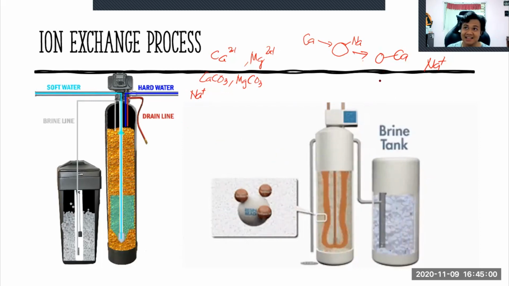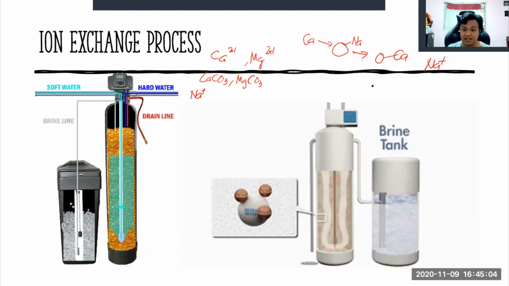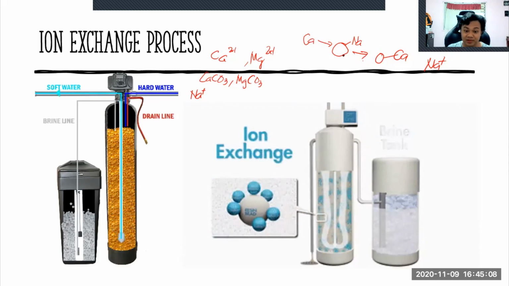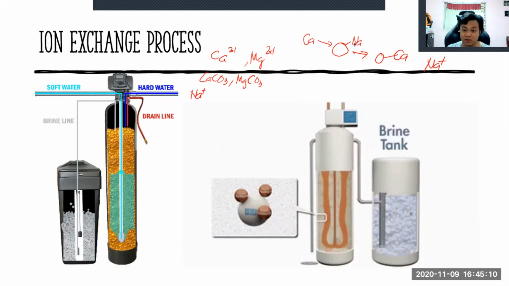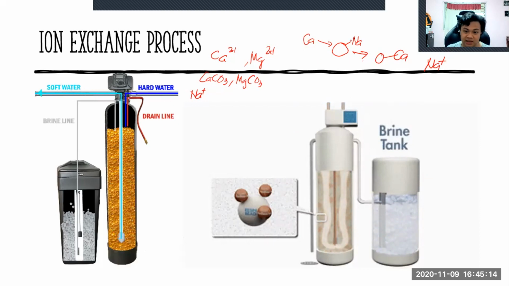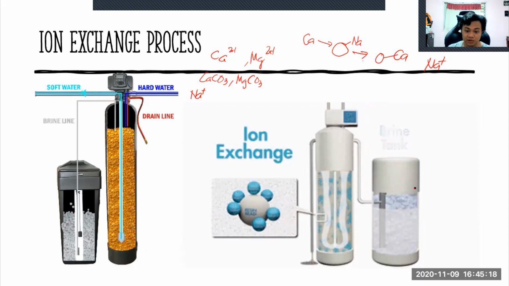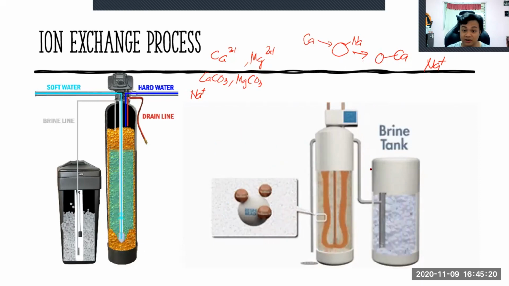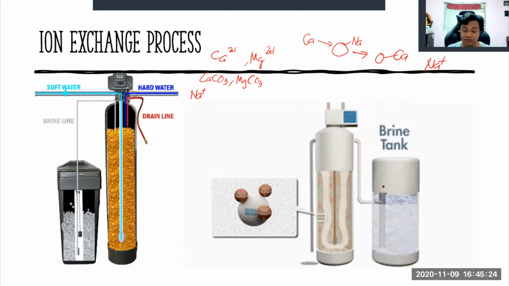As I discussed in the chemistry in the atmosphere lesson, diba? This will deplete in time. All right. So over time, it will be depleted. So how do you replenish the Na here, the sodium here? So you have to regenerate your resin through regeneration. This is the regeneration part of your ion exchange cycle.